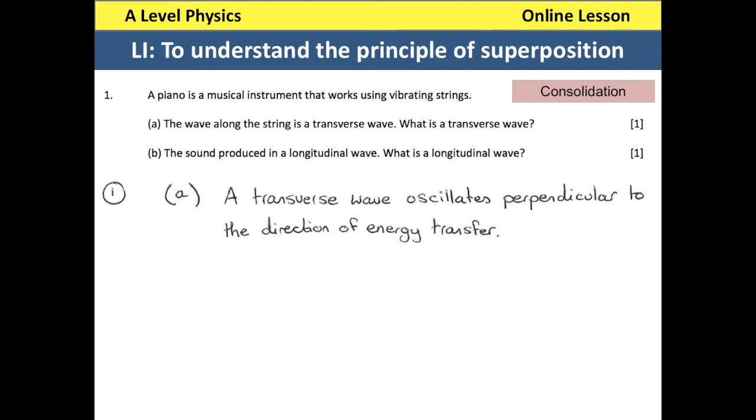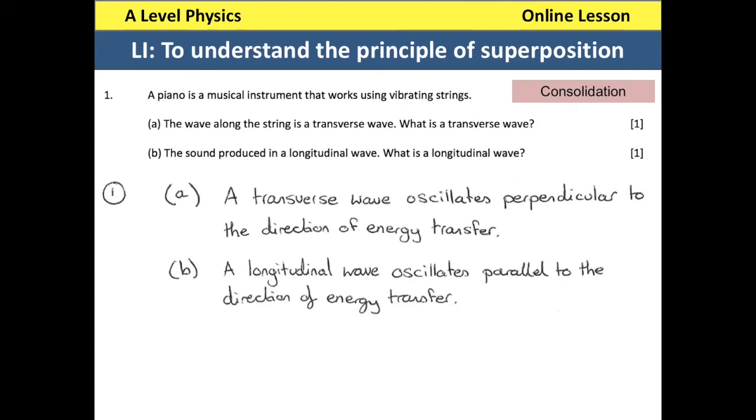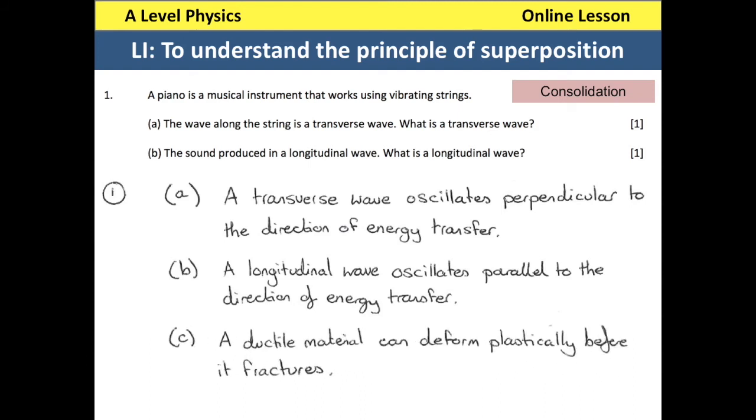Part B. The sound wave produced is a longitudinal wave. What is a longitudinal wave? Well, a longitudinal wave is a wave that oscillates parallel to the direction of energy transfer. And then the last question asks for the definition of ductile. A ductile material is one that can deform plastically before it fractures. That, of course, links back to the materials topic.